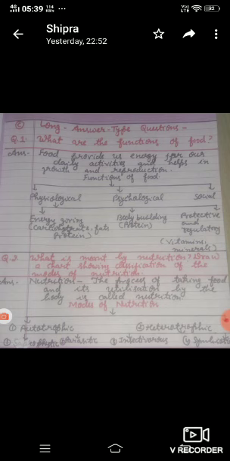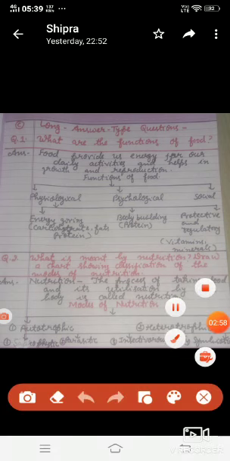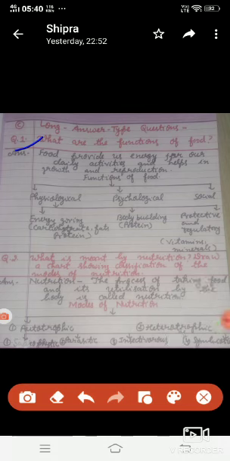Next, related to long answer type questions, question 1. What are the functions of food? Answer: Food provides us energy for our daily activities and helps in growth and reproduction. Here is a table related to the functions of food, categorized into three: first, physiological, second, psychological, and third, social.